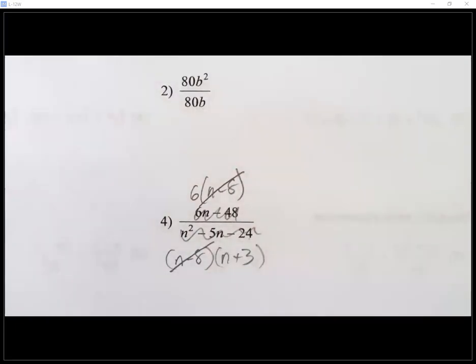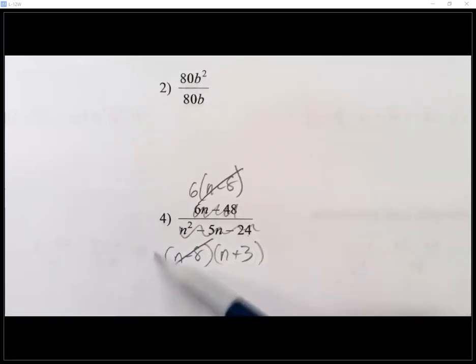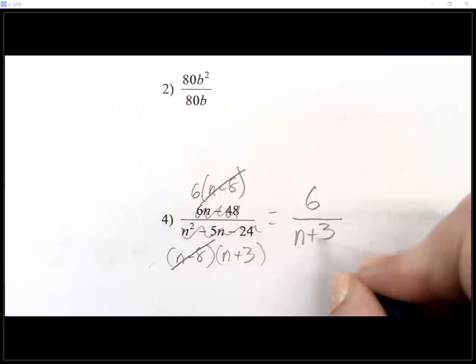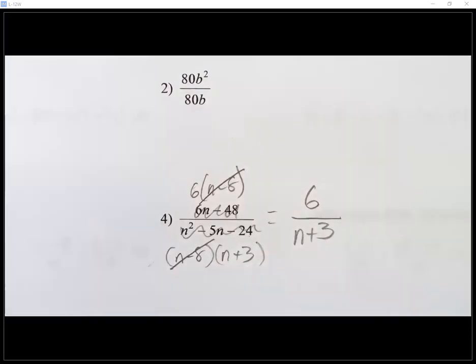If on the bottom you had factored out a loosey-goosey, I don't know, let's say a 12, and there was just like a 12 hanging out in front of here, then I could cancel those two. But as it stands, I can't do anything. So I'm done. That's it. Final answer.